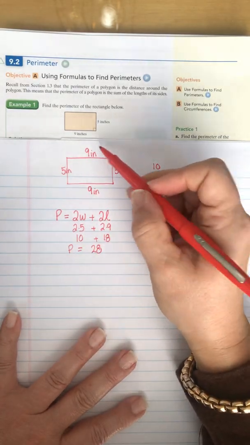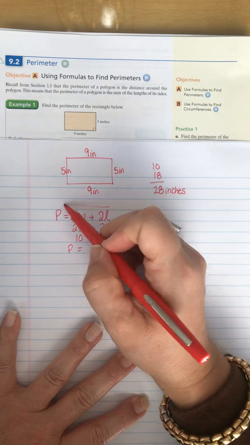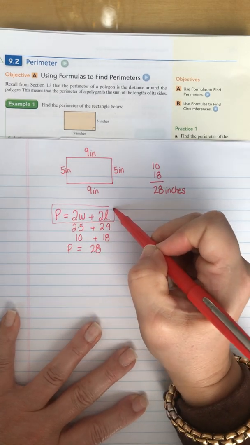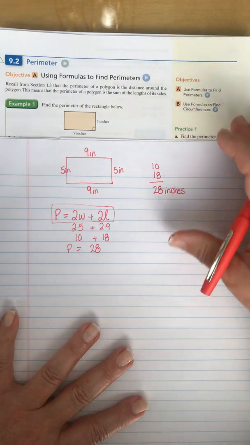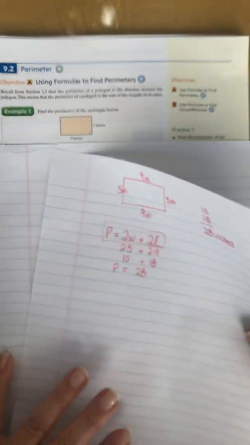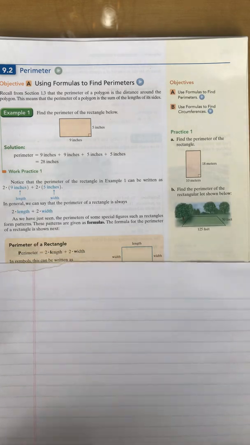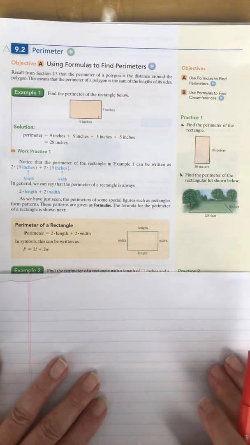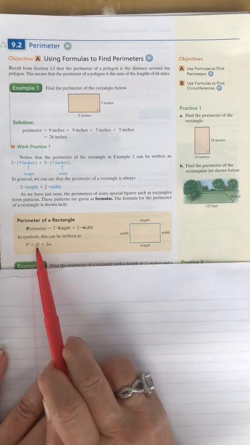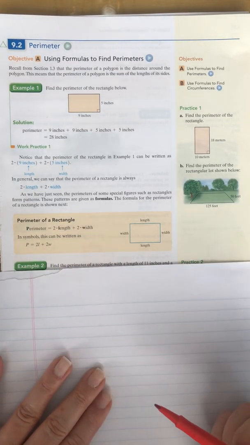You can just add up all the sides, or you can use this formula. You should be familiar with this formula. Perimeter equals 2w plus 2l. Okay, next, and that is right, the formula is right here. I gave it to you in your notes. Perimeter equals 2 times the length plus 2 times the width.